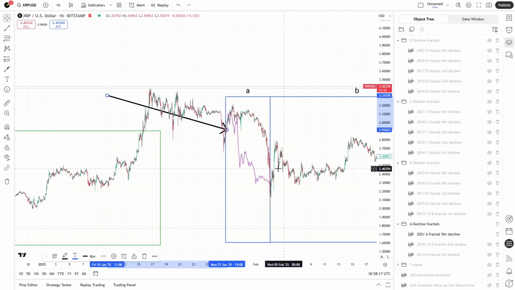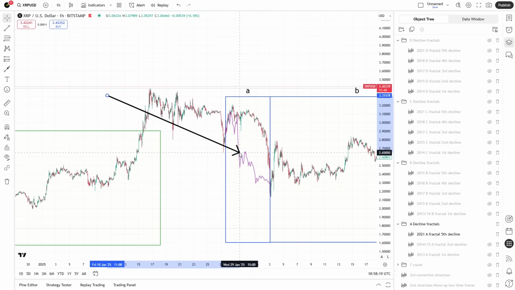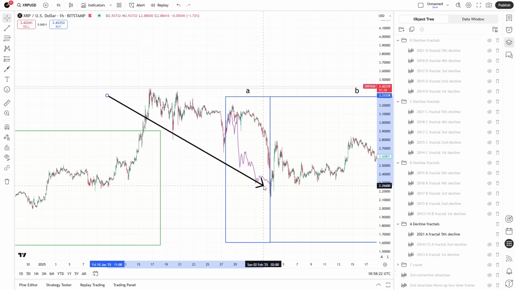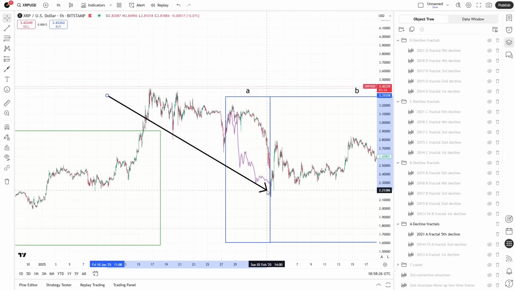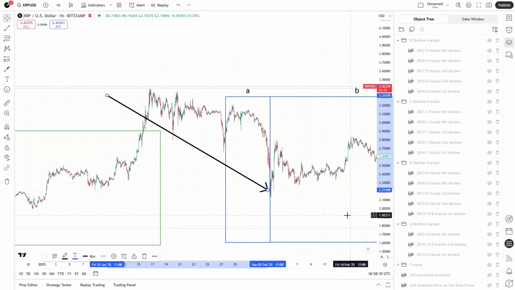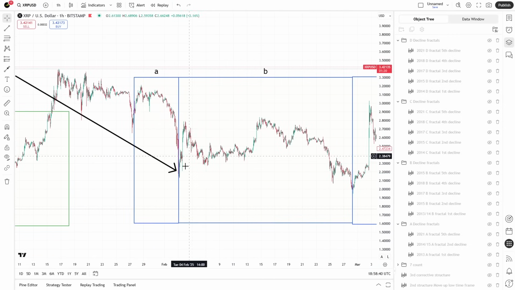And let's do the third one. So this is 2021. This one's a little different, but it does what it should do. It kind of moves up and then drops. So I would say that fractal A does match, or box A does match the different fractals from previous A structures. Okay, well, let's do B.